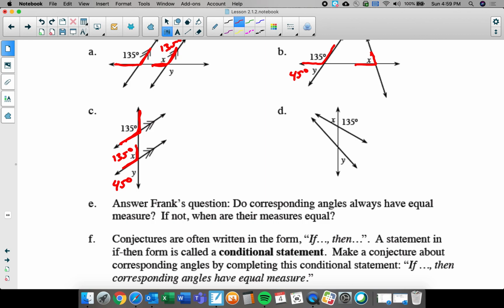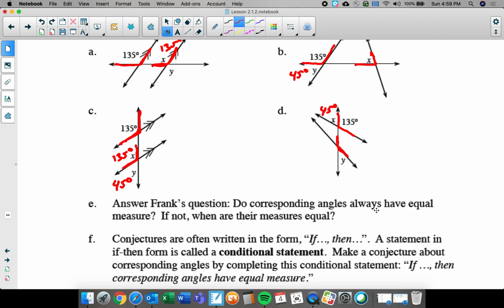Then in part D, the final one that we're going to take a look at, X and 135 are supplementary. They add up to a straight line, so this is 45. But then the question is, can I take that angle, slide it down, and would it match up perfectly with this angle? Or even angle X, could I slide that down? Again, the answer is no. What they're trying to get at in part E is: do corresponding angles always have equal measure? The answer is no, they don't.